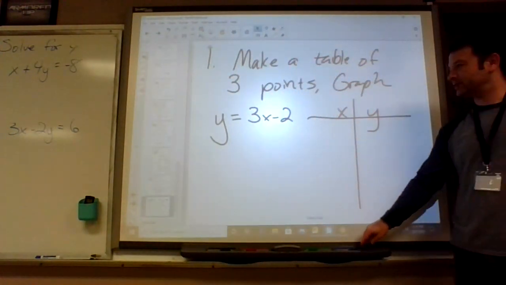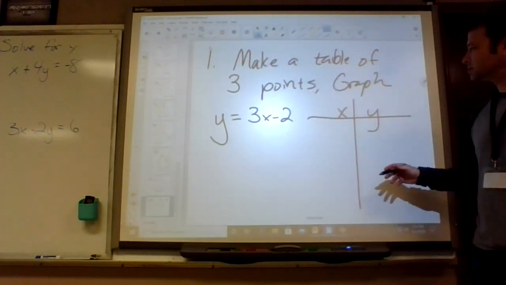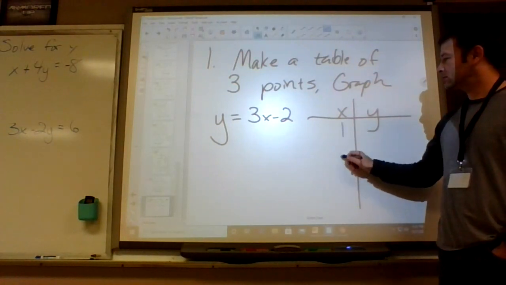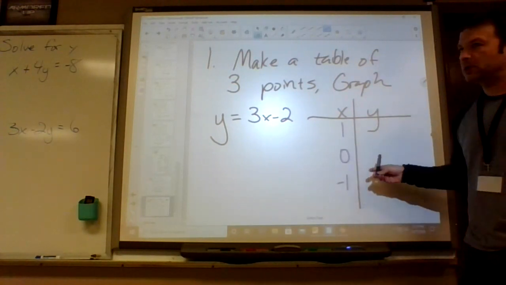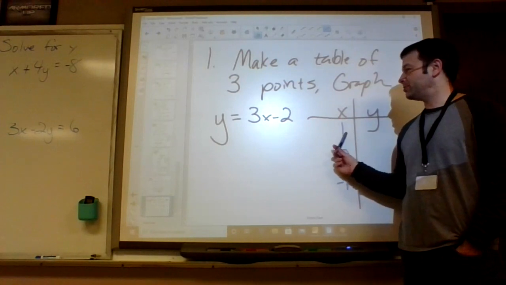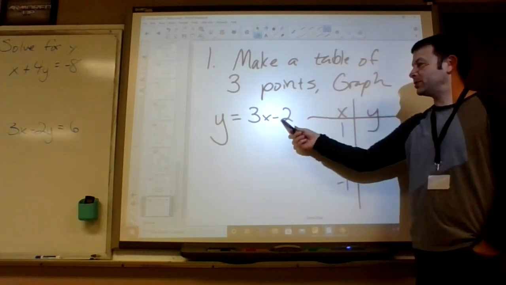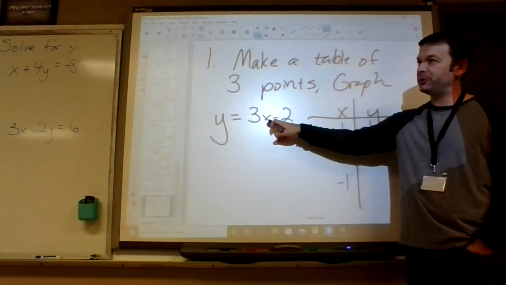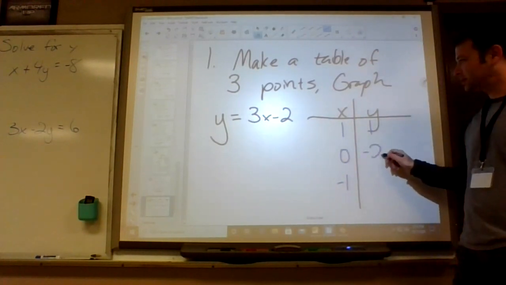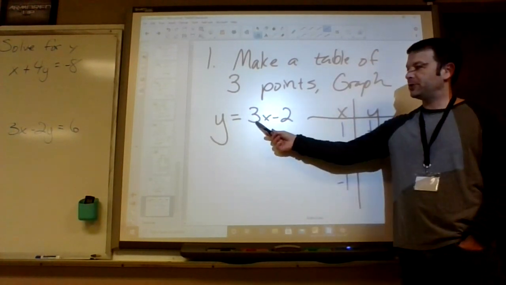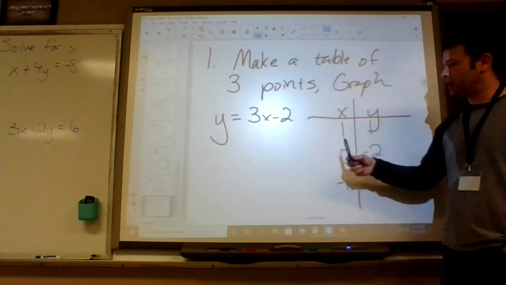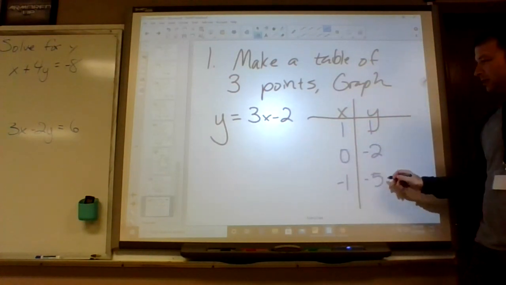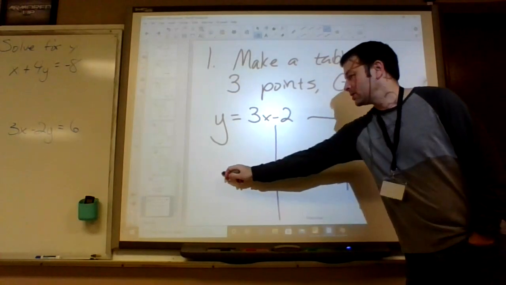Alright, Britton, what X values did you use? 1, 0, -1. Okay, you can use whatever X values you want, but if you plug in 1, 3 times 1 minus 2 is 1. If you plug in 0, 3 times 0 minus 2. And if you plug in -1, 3 times -1 is -3 minus 2. But that's not a straight line. It is if you do it right.